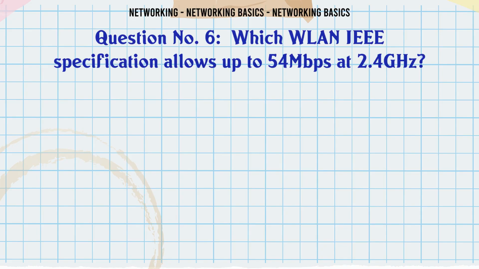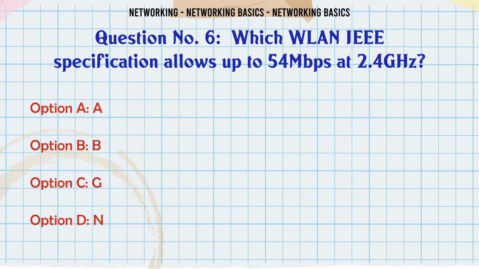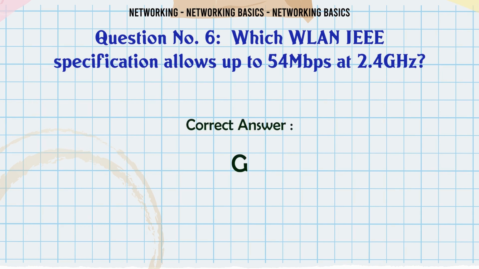Which WLAN IEEE specification allows up to 54 Mbps at 2.4 GHz? A. B. B. C. G. D. N. The correct answer is G.